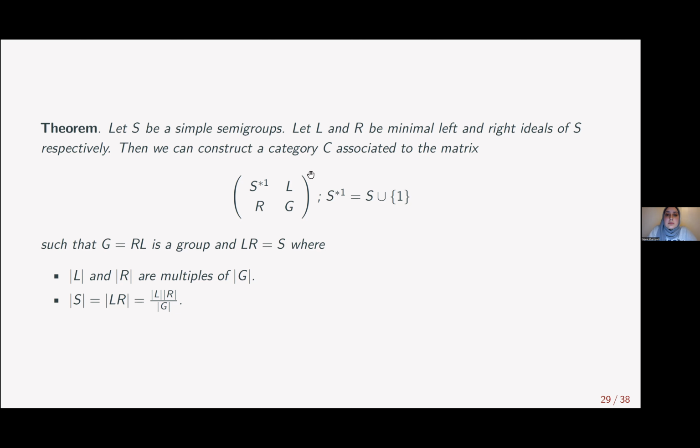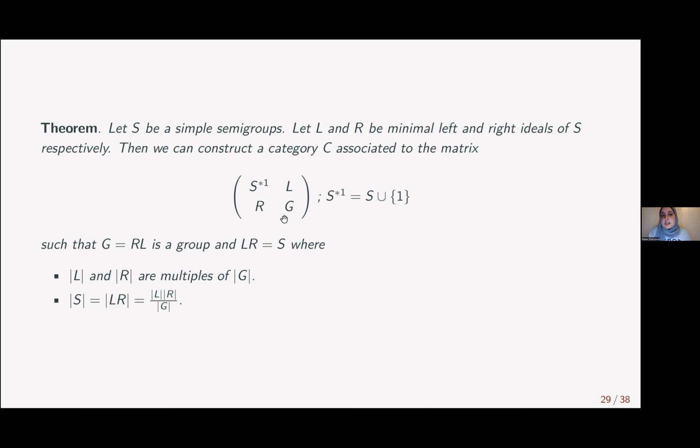And I know that RL is equal to G by the previous theorem, and I know that LR is equal to S by the previous theorem, and all of these impose restrictions on the cardinality of sets. So the cardinalities of L and R are multiples of the order of G, and the cardinal of S, which is equal to LR, is equal to |L||R| over |G| by the first section about groups. So this is how we obtain a category of two objects if we start with a simple semigroup.